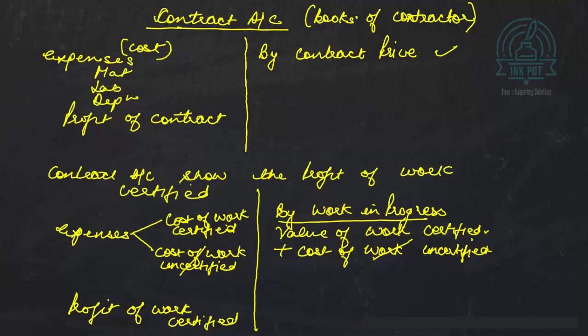So that is why in work in progress we show the value of work certified. Value of work certified means cost plus profit. So this is cost plus profit minus the cost of work certified. We are left with the profit of work certified, and this gets cancelled. So here on the debit side we show all the expenses which we have incurred, and the expenses include the expenses for work certified and the expenses of work uncertified. So actually this gets cancelled and we are left with the profits of work certified only.